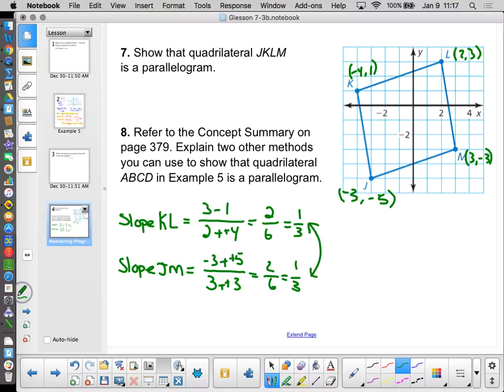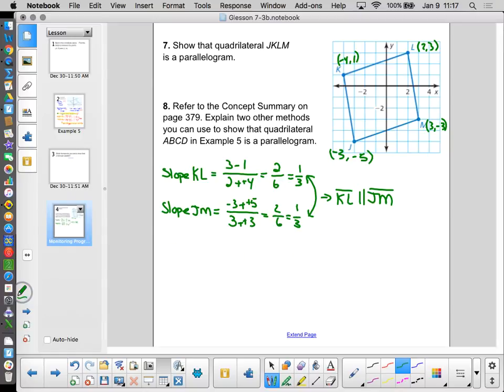Aha. What does this show us? This shows us that KL is parallel to JM. So we did our calculations, we noted, and we made a conclusion. That doesn't prove it's a parallelogram yet. That's just one pair of opposite sides.